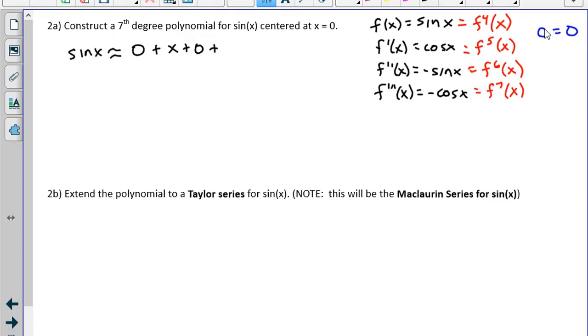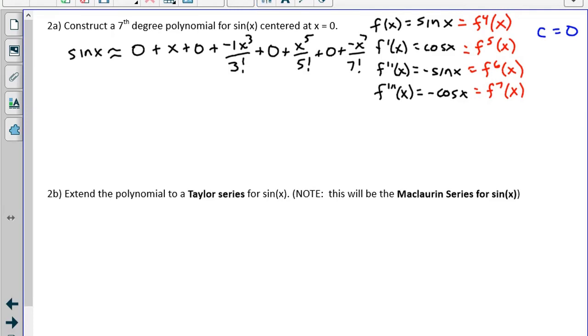The third derivative is negative cosine. Negative cosine of 0 is negative 1. So negative 1 x cubed over 3 factorial, plus the fourth derivative. Notice that that's the same as the original function value at 0. So because that's true, this is another 0, plus 1 times x to the 5th over 5 factorial, plus 0, plus negative 1 x to the 7th over 7 factorial. And again, this could continue to go on. This is actually not that hard to evaluate because sine, cosine, negative cosine continues to cycle.